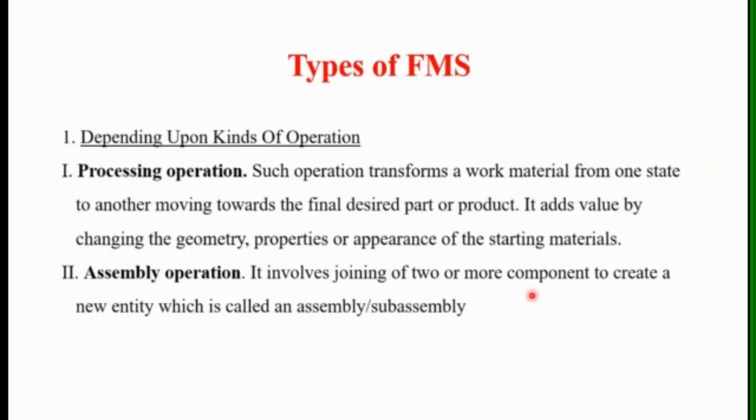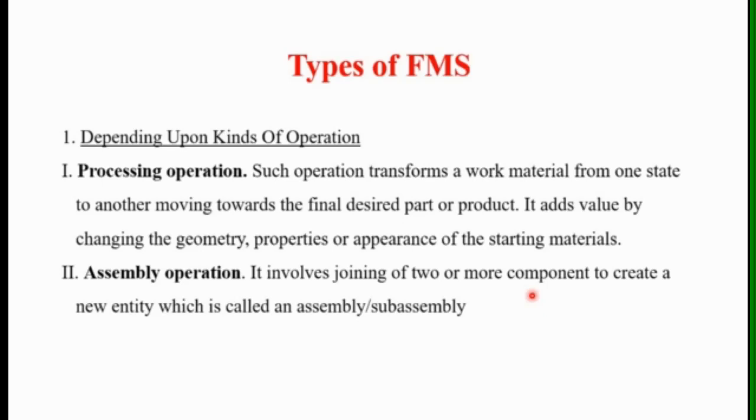Now, types of FMS. Depending upon the kind of operation, there are two types of flexible manufacturing system. One is called processing operation, and the second is called assembly operation. Processing operations transform a work material from one state to another, moving towards the final desired part or product. In these processing operations, different operations are carried out on the component, and the final component is produced.